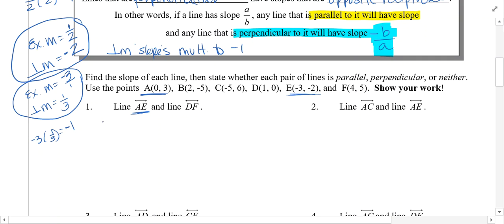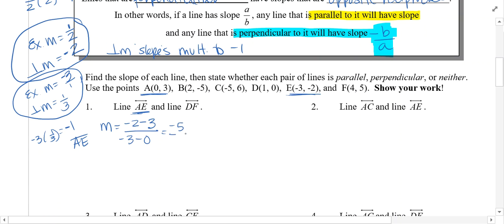And so for the slope of AE, we're going to use our slope formula, change in y's over change in x's. It doesn't matter which one you start with. I'm going to do -2 minus 3 over -3 minus 0.